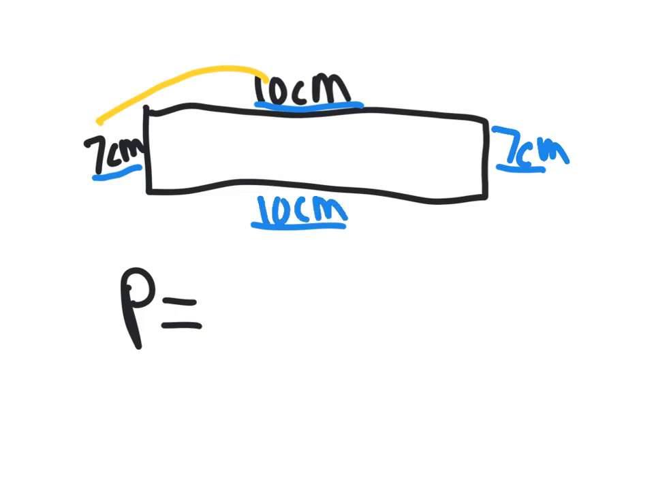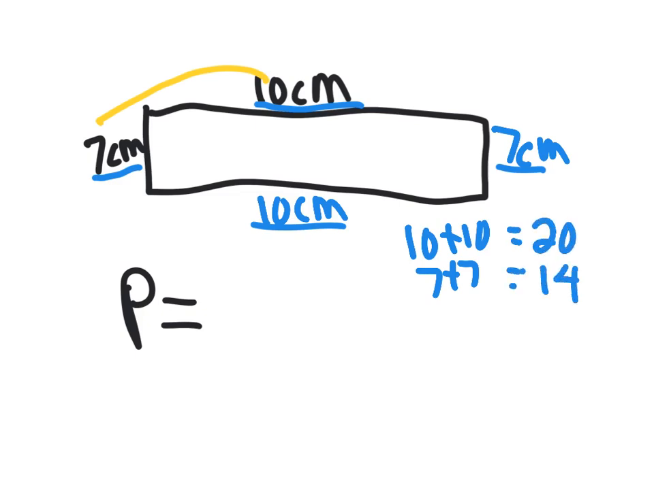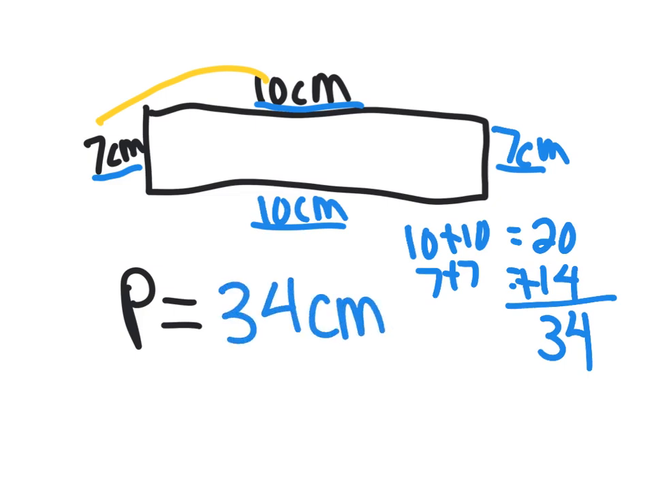Now, for perimeter, we add them up. The way I like to add them, it makes it easy for my brain, is 10 plus 10 and 7 plus 7. 10 plus 10 is 20. 7 plus 7 is 14. Then add those. 20 plus 14 is 34. So my perimeter is 34 centimeters.